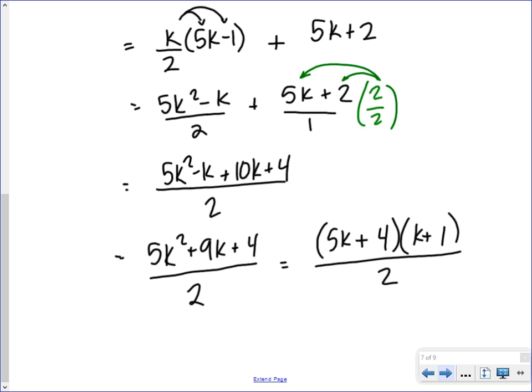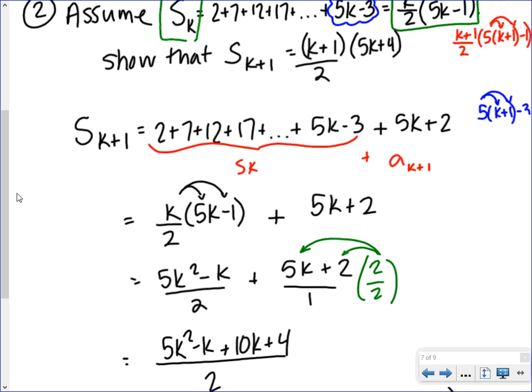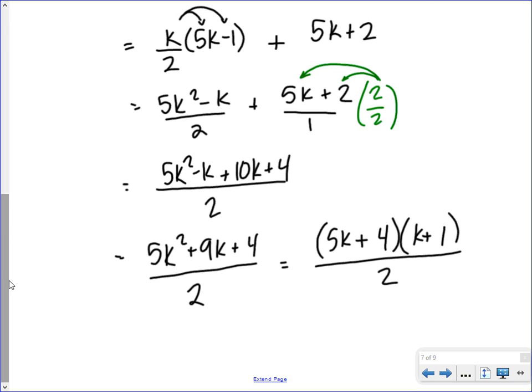Is that what you're looking for? Go back to your "show that." Show that S sub k plus 1 is k plus 1 over 2 times 5k plus 4. Is that the same thing as 5k plus 4 times k plus 1 over 2? Yeah. So now you know you've gotten to that statement that you wanted to show. They are the same thing. So then we can say, thus the statement is true.